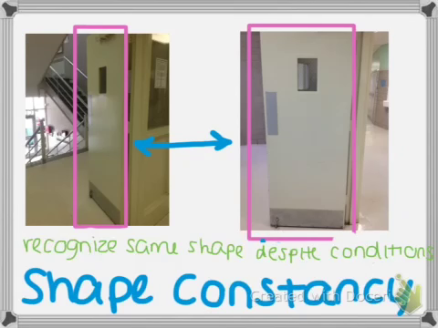Shape constancy is a type of perceptual constancy which shows how we perceive 2 of the same objects as the same shape regardless of how changing conditions affect how it appears. In the image on the left, we perceive a rectangular door. Despite the changing conditions of the door being only half opened in the image on the right, we still perceive the door to be a constant shape of a rectangle.